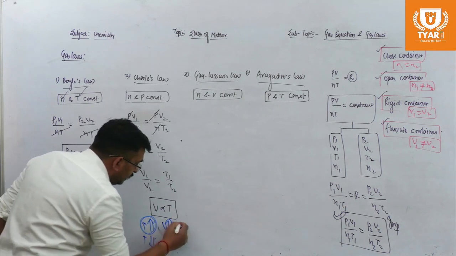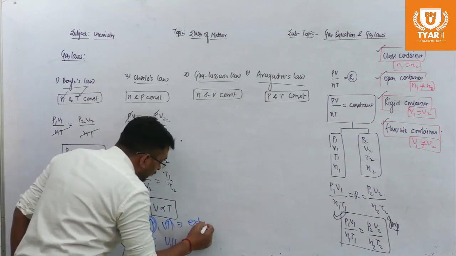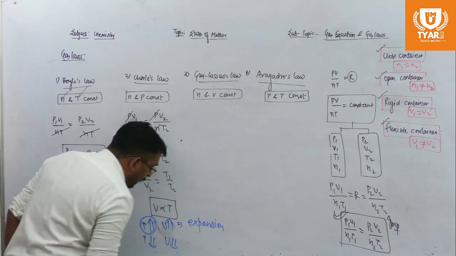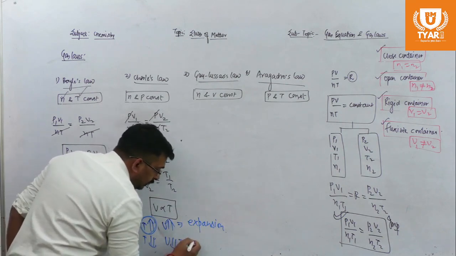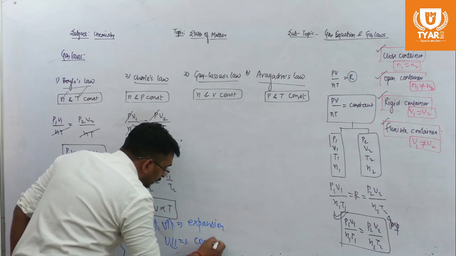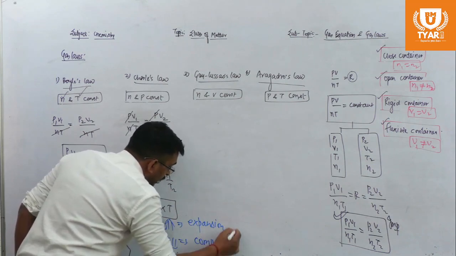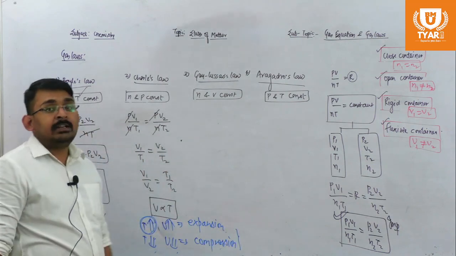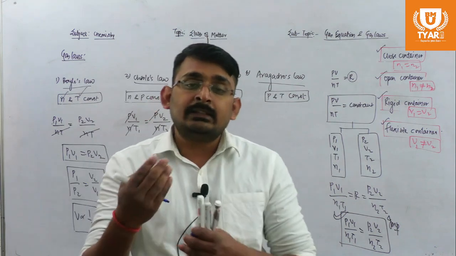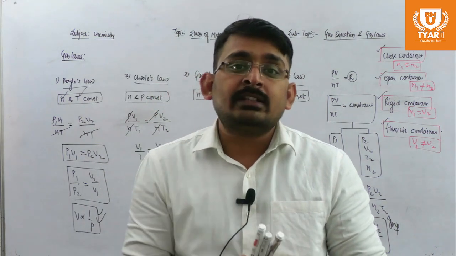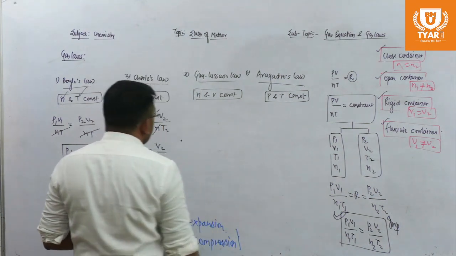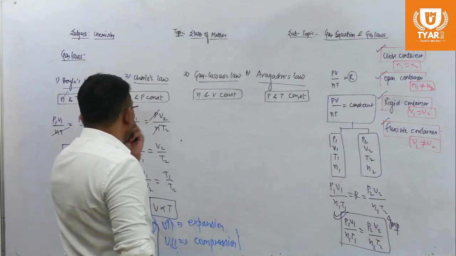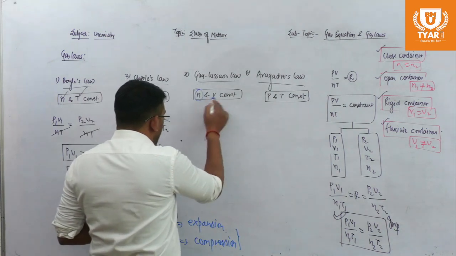Temperature increased, the volume increases, which means the gas will expand, and if the temperature is down, the gas will compress. Expansion and compression. So by increasing or decreasing the temperature, we can simply make the gas expand or compress respectively. Gay-Lussac law.